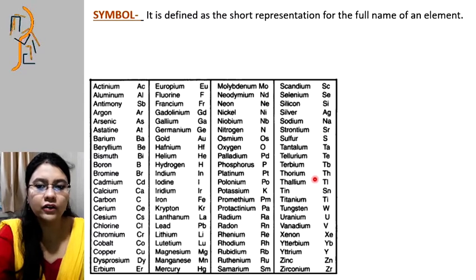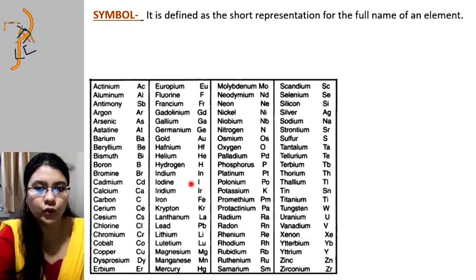Here is a chart showing various elements along with their symbols. The symbol derivation was based on certain rules. To understand those rules, let's take an example of carbon, whose symbol is C. This is rule 1, which said that the symbol was the first alphabet of the element name. So as carbon starts with capital C, the symbol of carbon is C.